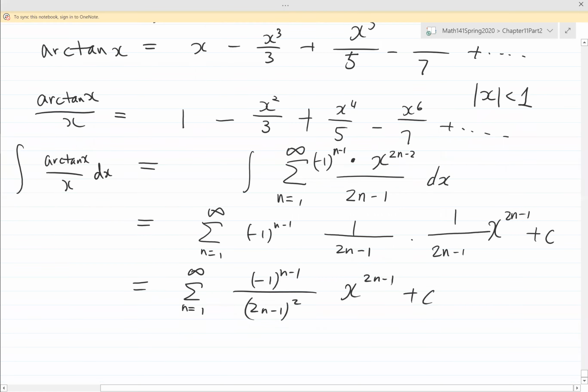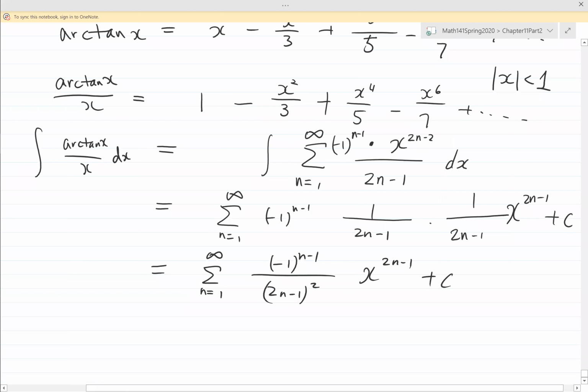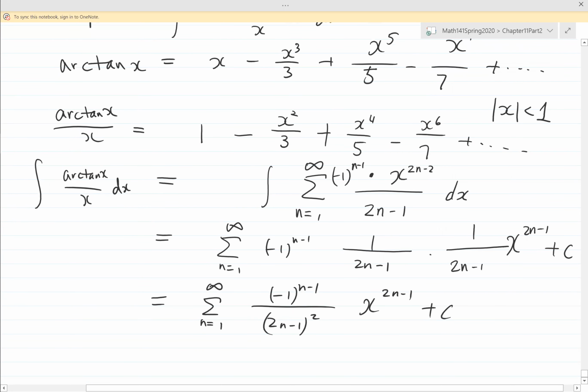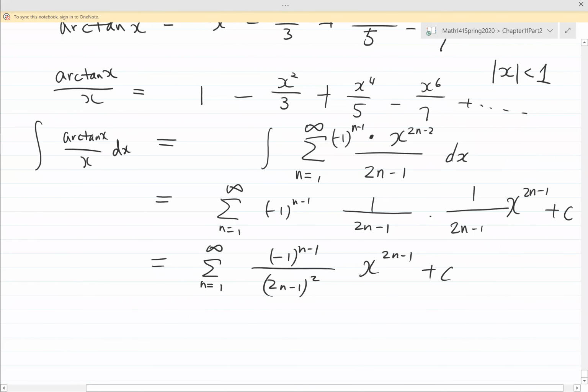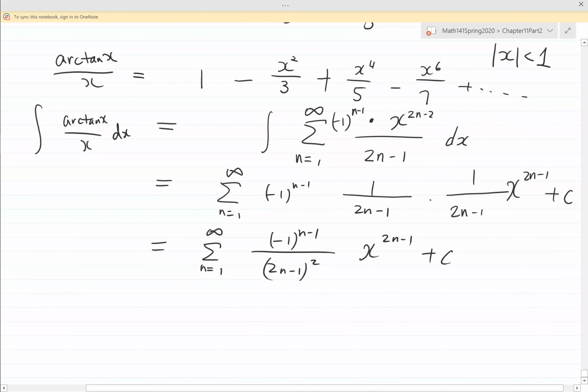Okay, let's just leave it as it is. Now, if x is bounded by 1, this is a reasonable expression to use for approximation.